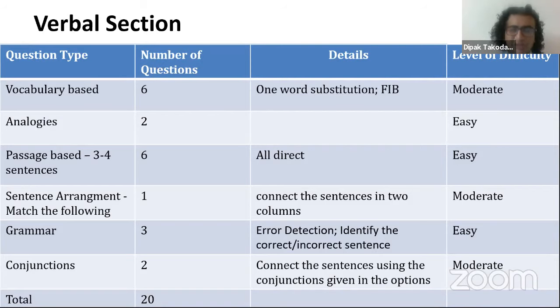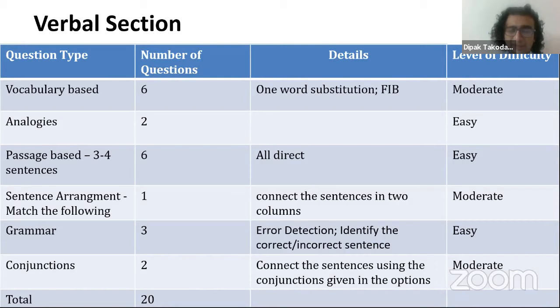Then we had questions based on grammar. There were around 3 questions, which consisted of error detection, and also a question on identifying the correct or incorrect sentence. But they were easy. Particularly the question on sugar was quite easy. Then now this is interesting.